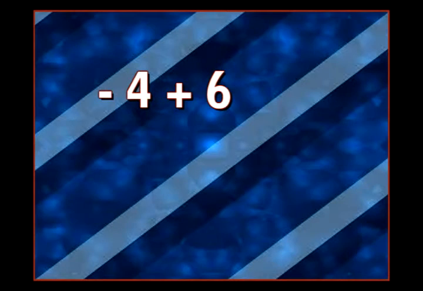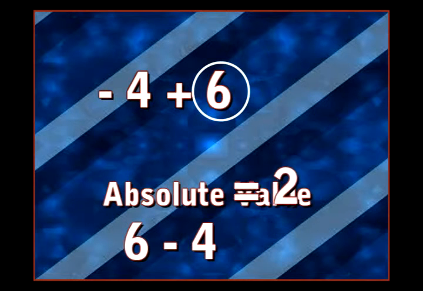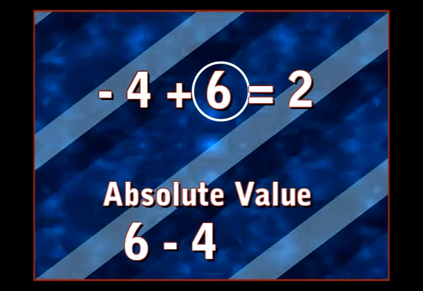Now, 6 is the greater number, and it happens to be a positive number. So -4 plus 6, remember we find the difference of the absolute value. 6 minus 4 is 2. The 6 is the greater number, that's the one whose sign we take. So our sum then is 2.